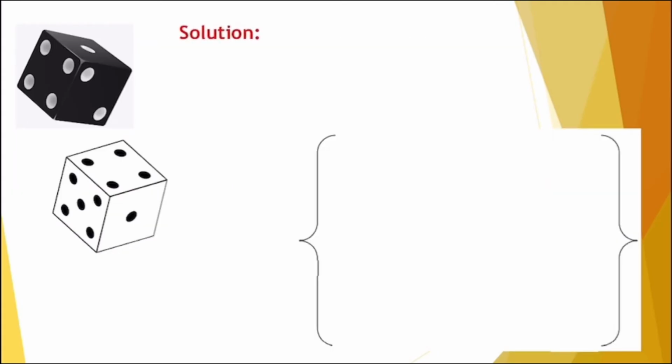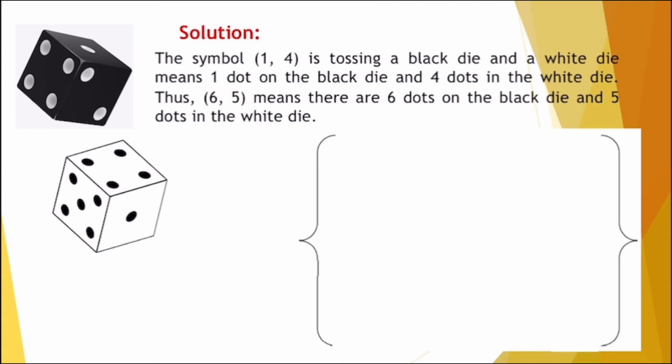For our solution, the symbol 1 and 4 is tossing a black die and a white die, which means 1 dot on the black die and 4 dots on the white die. Thus, 6 and 5 means there are 6 dots on the black die and 5 dots on the white die. Here is the sample space.